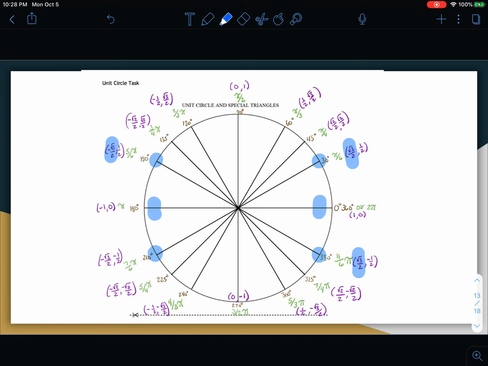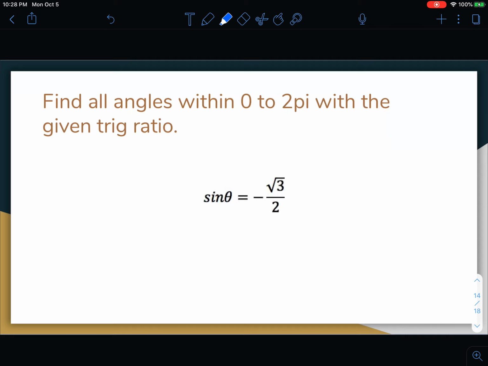If we're looking here and here, we have that same distance, negative radical 3/2. So you will see a lot of pattern recognition, and again, just using those special right triangles. All right, so here's what this question is going to look like. Find all angles within 0 to 2 pi with the given trig ratio.